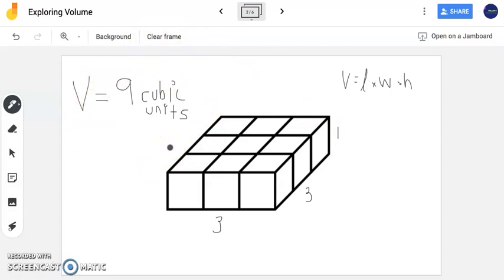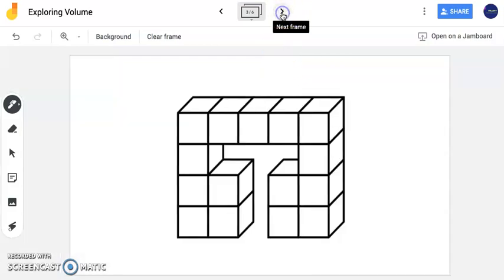So either method works. Sometimes you will be given cubes here, which will make it very simple that you can just simply count the cubes to determine how many cubes created this object. Now, if you don't always have that, where it's harder to count, you can simply use the volume formula, length times width times height.